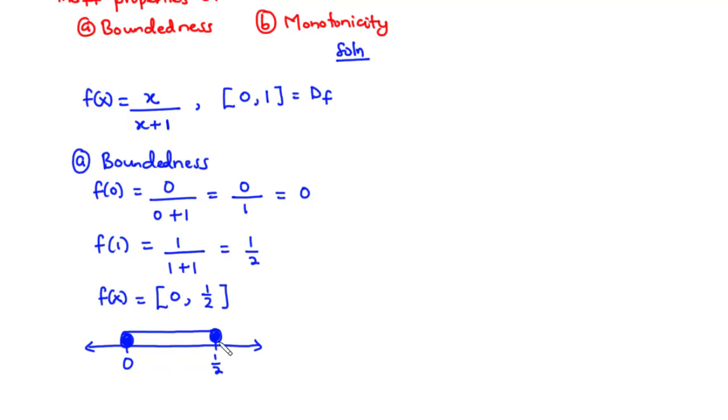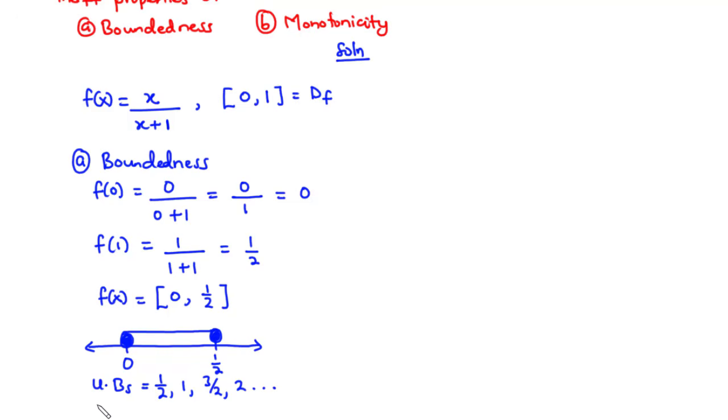Now this interval is bounded above by 1 over 2, 1, 3 over 2, 2, and so on and so forth. So if we are talking about the upper bounds of this interval, we are going to talk about numbers greater than or equal to half. So half, 1, 3 over 2, 2, and so on and so forth.